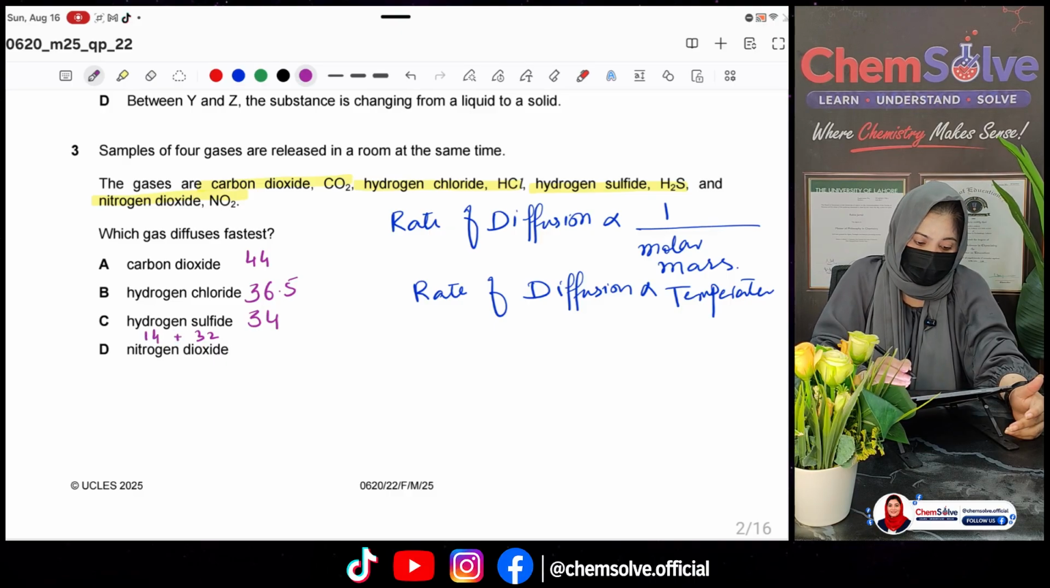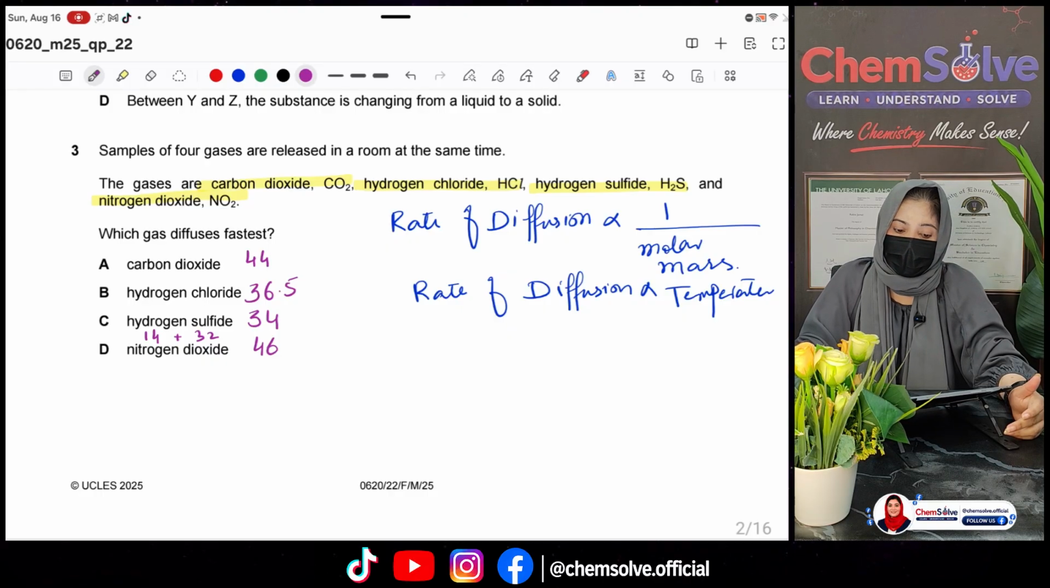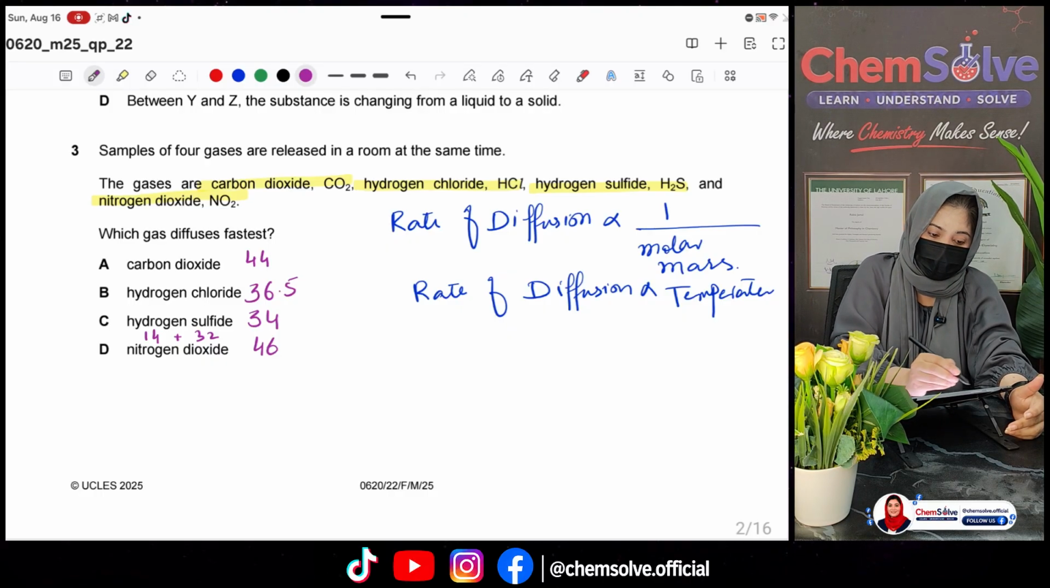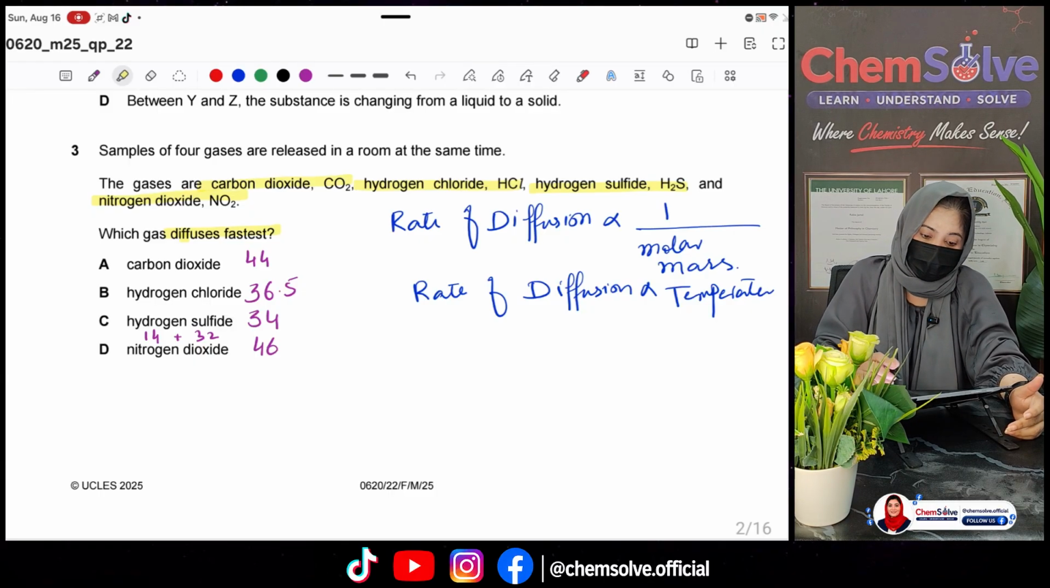Nitrogen dioxide, NO2: nitrogen is 14 and oxygen is 16, 16 plus 16, that is 32, plus nitrogen is 14, so that would be 46. So we have to select the gas which will diffuse fastest. For the fastest gas, we need the lesser molar mass, and the lesser molar mass is for hydrogen sulfide among these. So I believe C is the correct option.